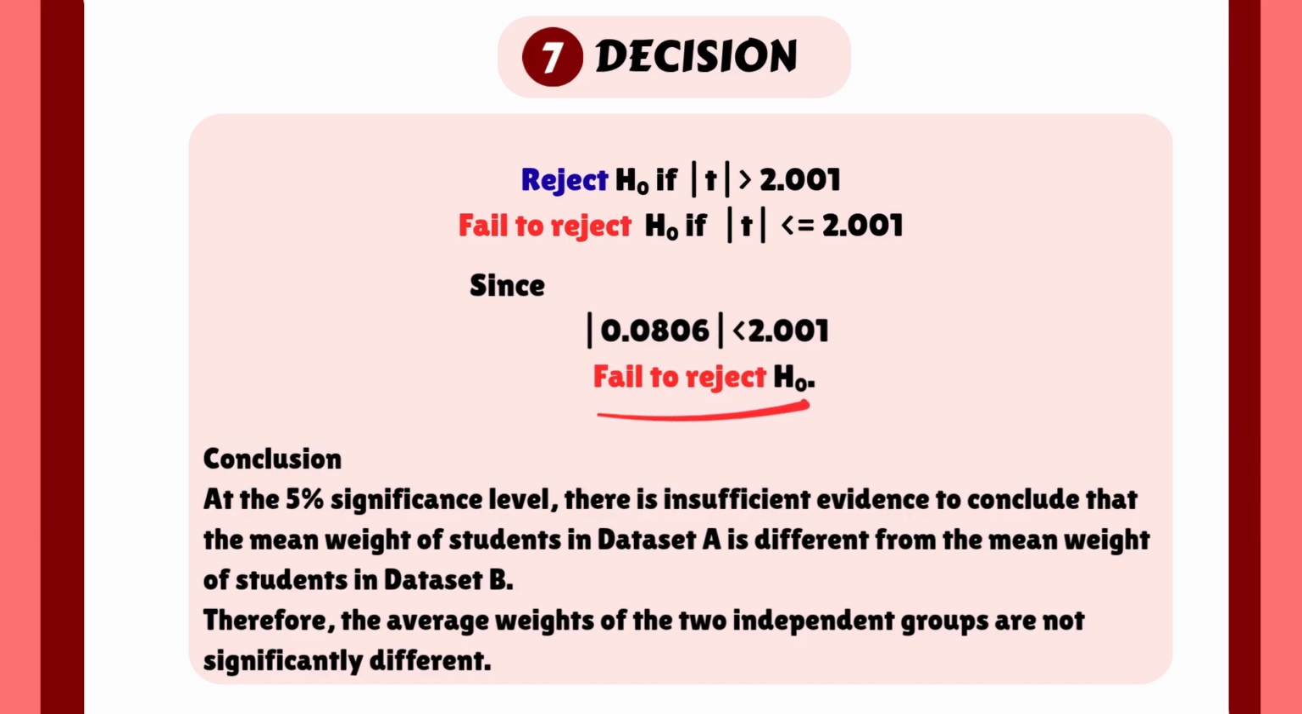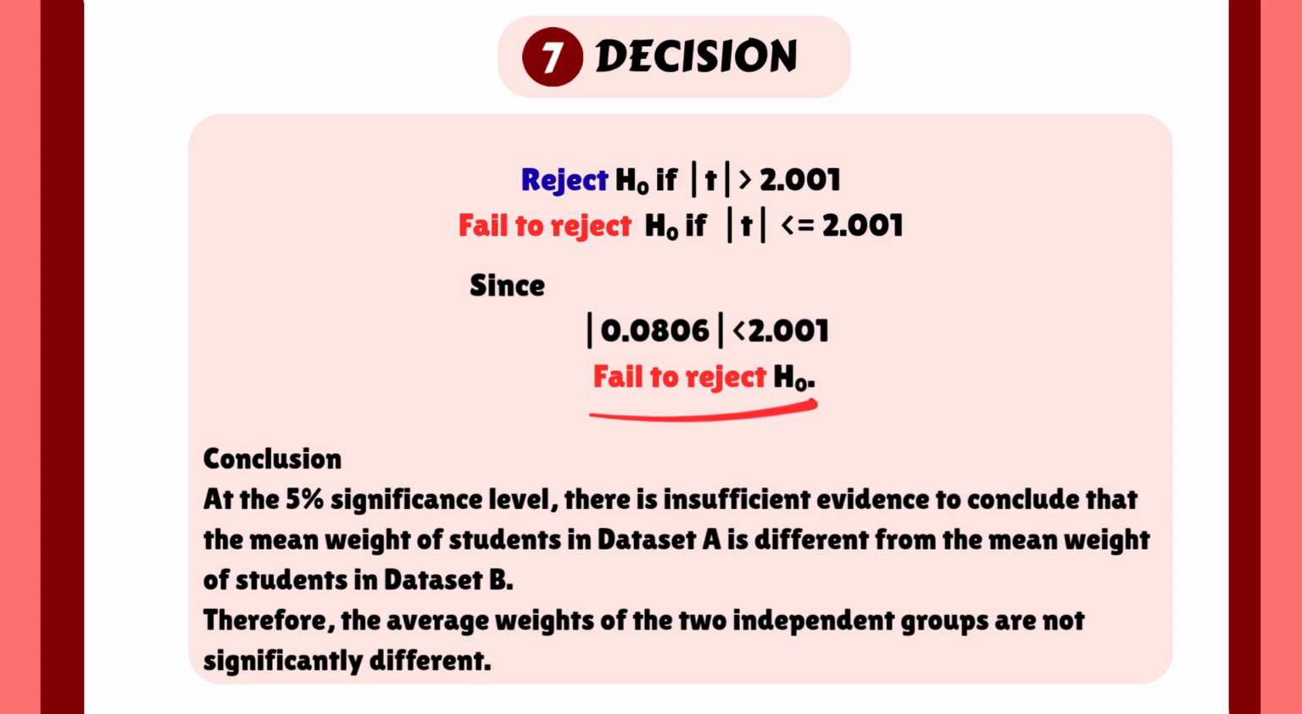Now we make the decision. The decision rule is to reject the null hypothesis if the t-value is greater than 2.001. Otherwise, we fail to reject the null hypothesis. Our calculated t-value is 0.0806. Since 0.0806 is less than 2.001, we fail to reject the null hypothesis. This indicates that the difference between the sample means is too small relative to the variability in the data to be considered statistically significant. In conclusion, at the 5% significance level, there is insufficient evidence to conclude that the mean weight of students in dataset A differs from the mean weight of students in dataset B.